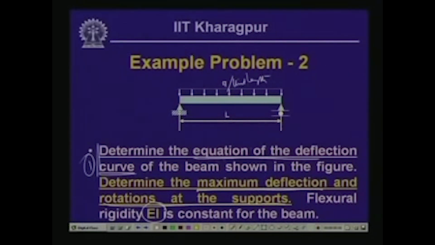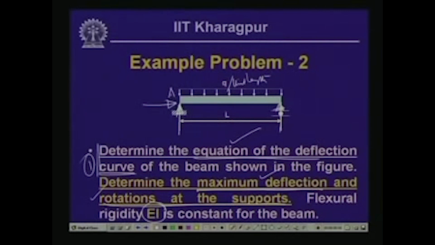So, we will have to determine the equation of the elastic curve and secondly the maximum deflection and the rotations at the support points. To do that, let us first evaluate the reactive forces as we have done in the past. Now, as you know, this is a hinge support, so you have the vertical reactive force and the horizontal reactive force, and this being a roller support, you have a vertical reactive force.